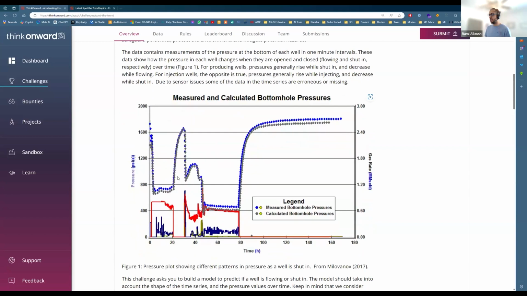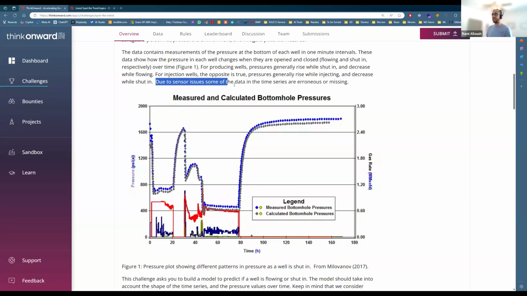So this is our pressure, and here you can see the gas rates production, and you can see the measured bottom hole pressure, and you can see the calculated bottom hole pressure, right? So what is actually measured and what is predicted or calculated based on that. For producing wells, pressures generally rise while shut in and decrease while flowing. For injection wells, the opposite is true. Pressure generally rise while injecting and decrease while shut in. And this makes perfect sense and is easy to understand for us as petroleum engineers.